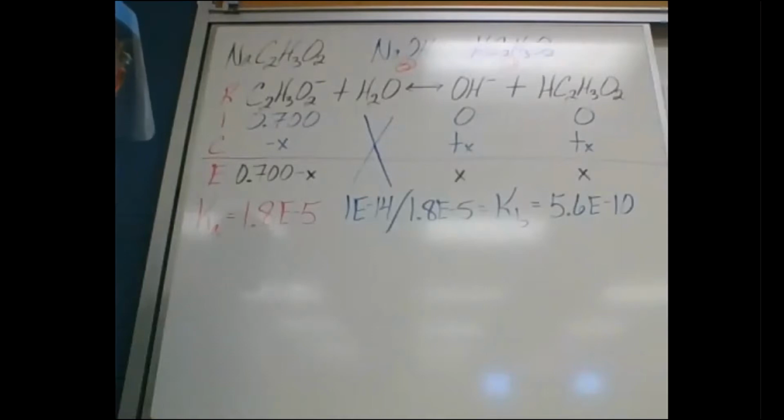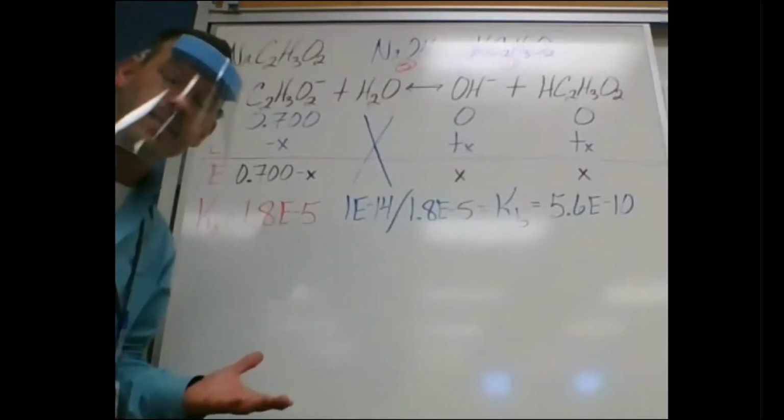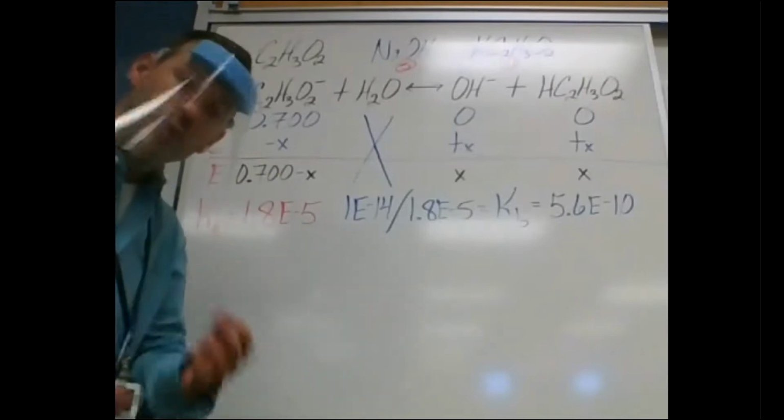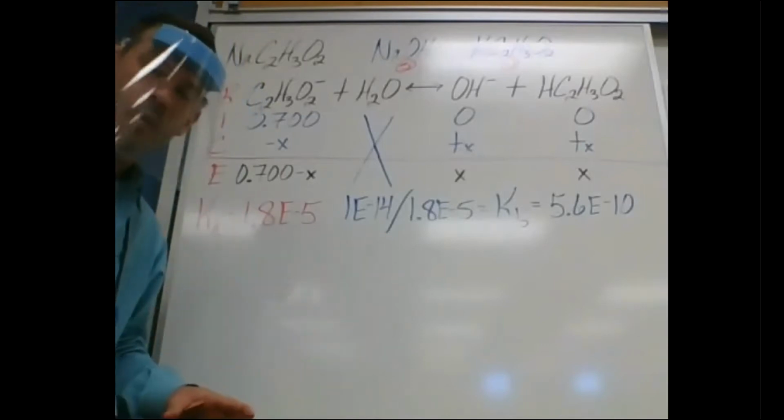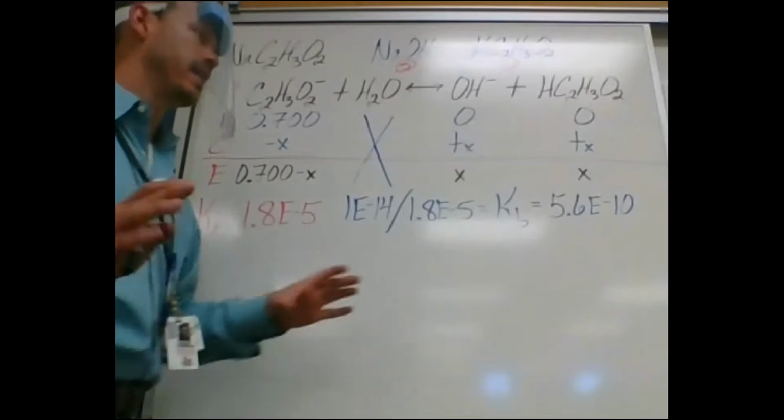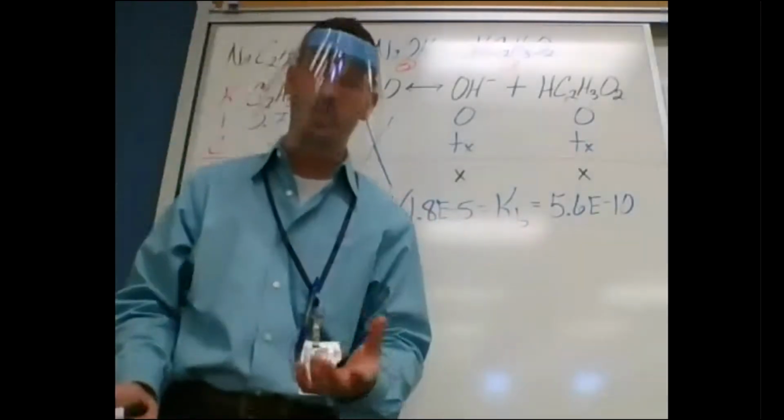I get 5.6 E negative 10. Now, here is where we would normally just move forward to solve for X, which is what we need to do. You should do an unsubstituted equation because you're so sharp. I don't have enough board space, so I'm just going to go straight into subbing in the K value for the expression.